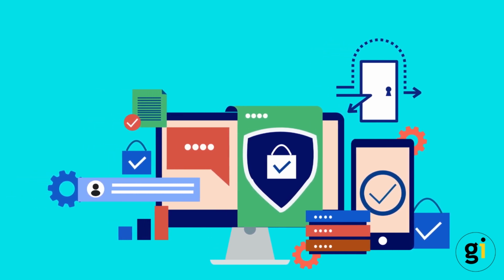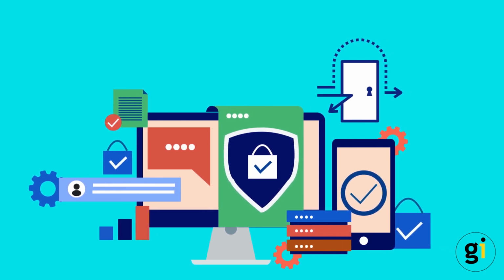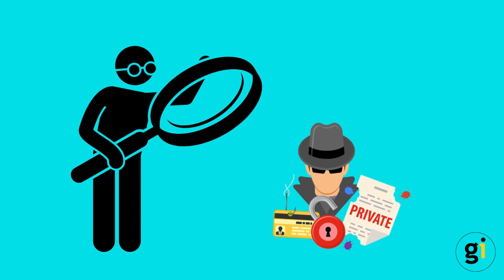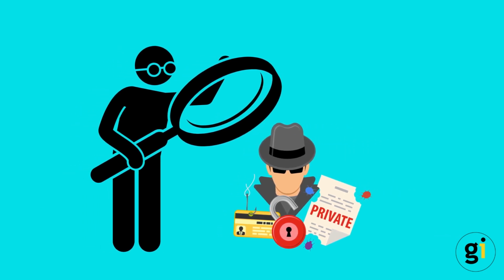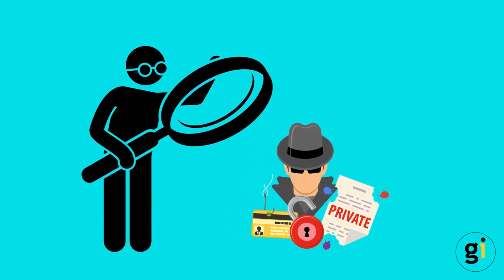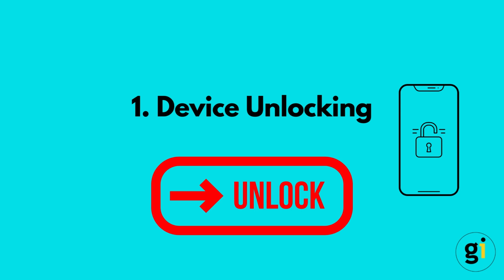Mobile devices are equipped with various security measures to protect user data. However, in forensic investigations, it may be necessary to bypass these security measures to access the device and extract evidence. Some common techniques include: 1. Device unlocking. This involves bypassing device lock screens or passcodes to gain access to the device's user interface.